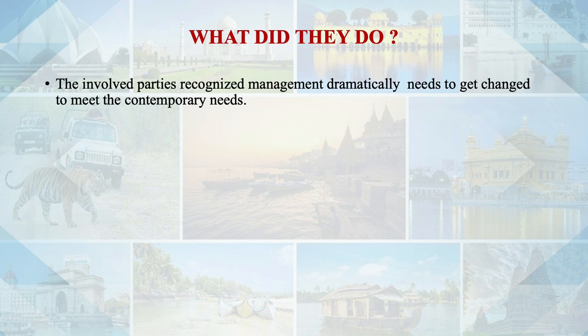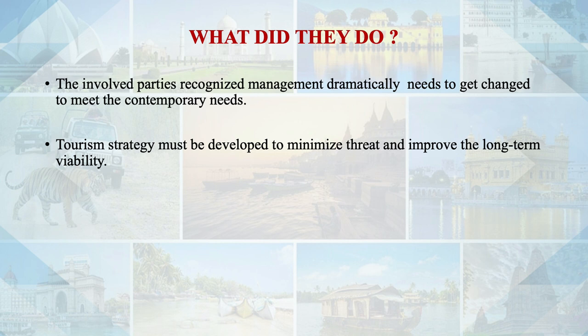What did it do? Managing heritage at Angkor requires managing tourism. It has been inscribed in the Tourism Management Plan 2012-2020. The involved parties recognized that unless management dramatically changed to meet the contemporary needs of Angkor and its population, the site would be damaged beyond recovery. It was also recognized that tourism represents both an economic necessity and the biggest threat to the longevity of Angkor. So it was decided a comprehensive tourism strategy must be developed in order to minimize threat and improve the long-term viability of Angkor as both a destination and a place for people to live.